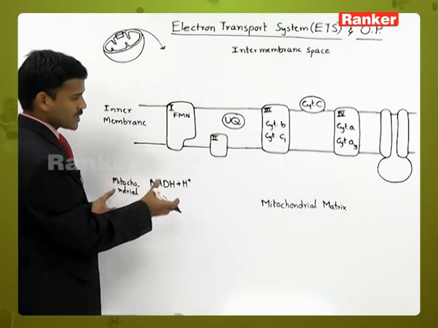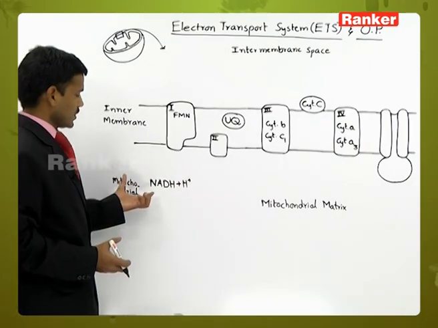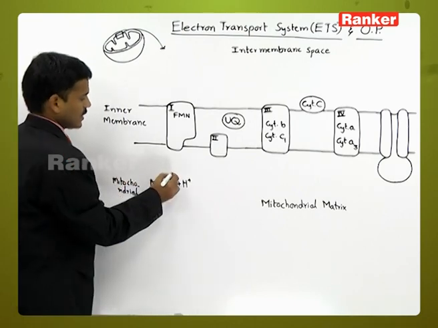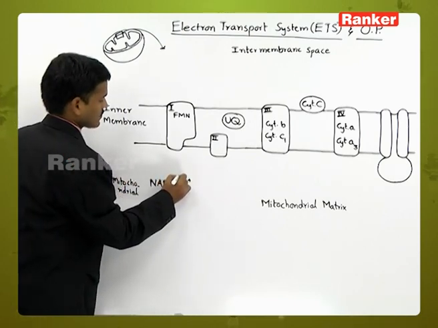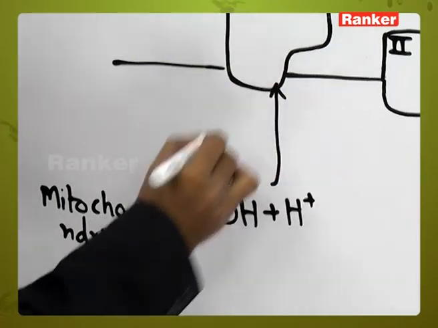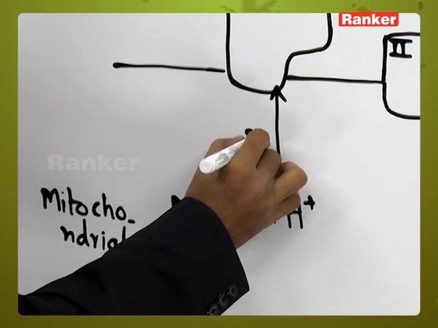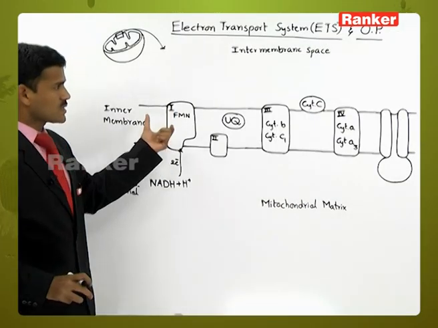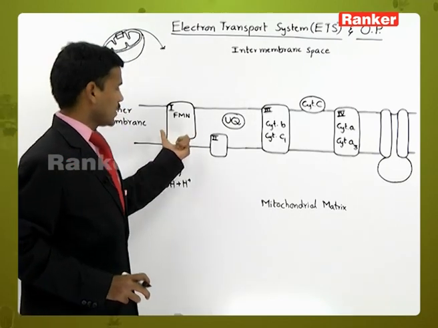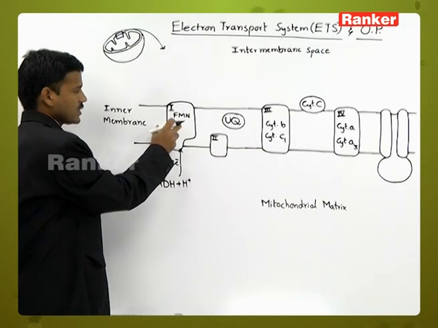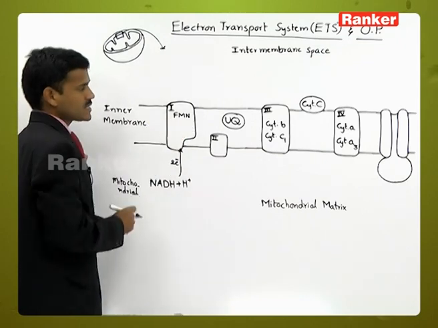Mitochondrial NADH2 is present in the mitochondrial matrix. When the NADH2 is oxidized, it gives electrons to this complex. Here 2 electrons are given to the first complex. The first complex is NADH dehydrogenase, so the electrons are transferred in the presence of this enzyme, NADH dehydrogenase.